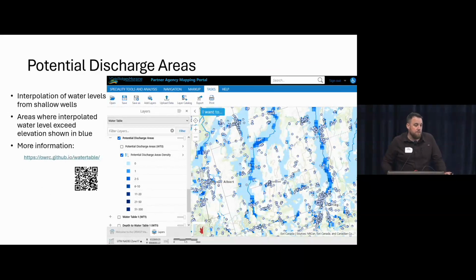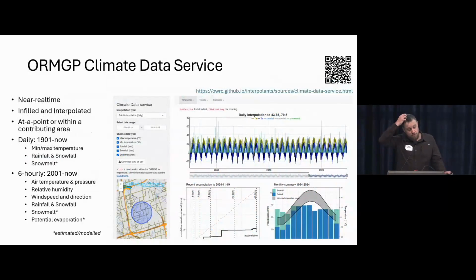So first and foremost, one product we have that is often used is a simple interpolation of shallow groundwater within our region. From that we can do a simple interpolation of where we would expect groundwater at surface. And what we do see is that quite a bit of the area in our jurisdiction of the Greater Toronto Area has some potential groundwater discharge areas at surface. And so this is a challenge with any sort of modeling.